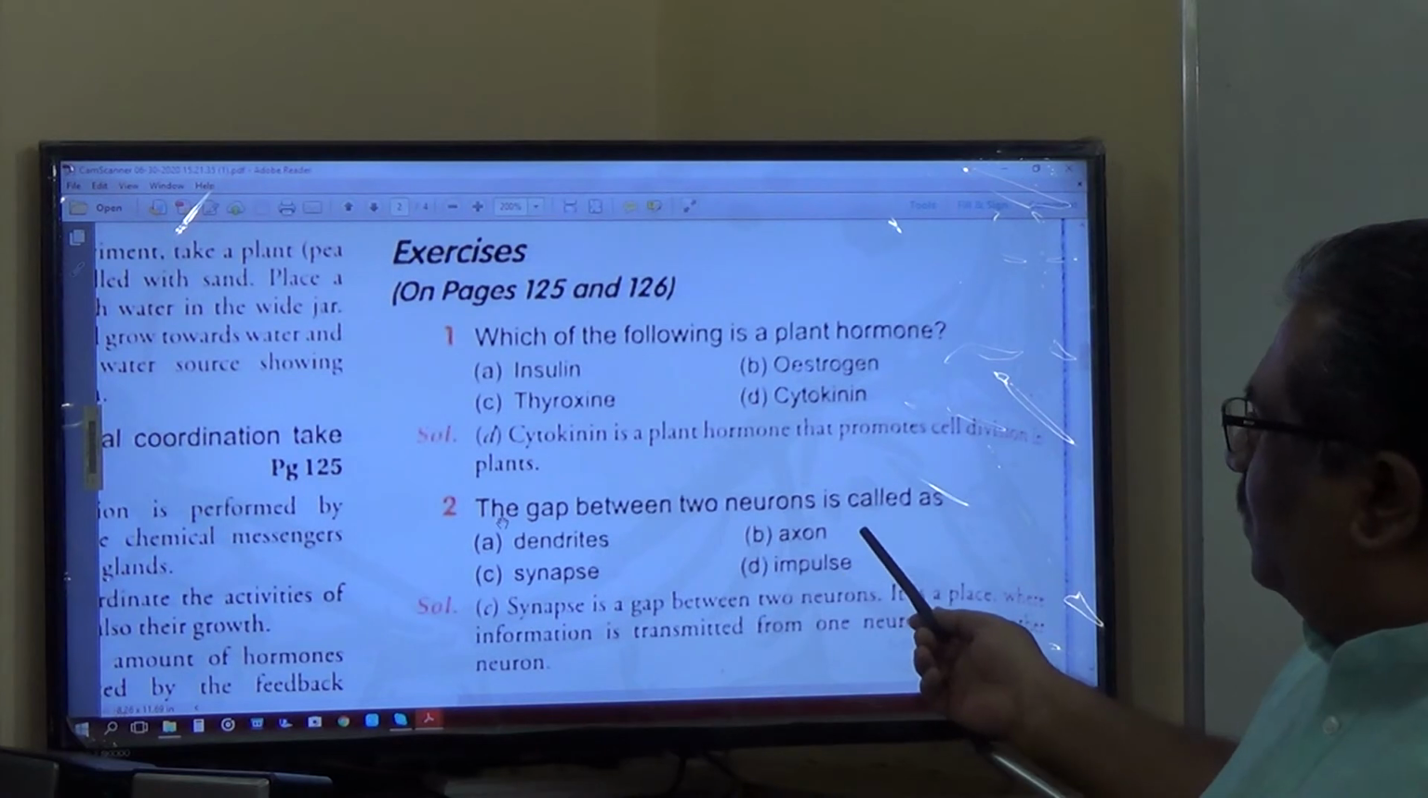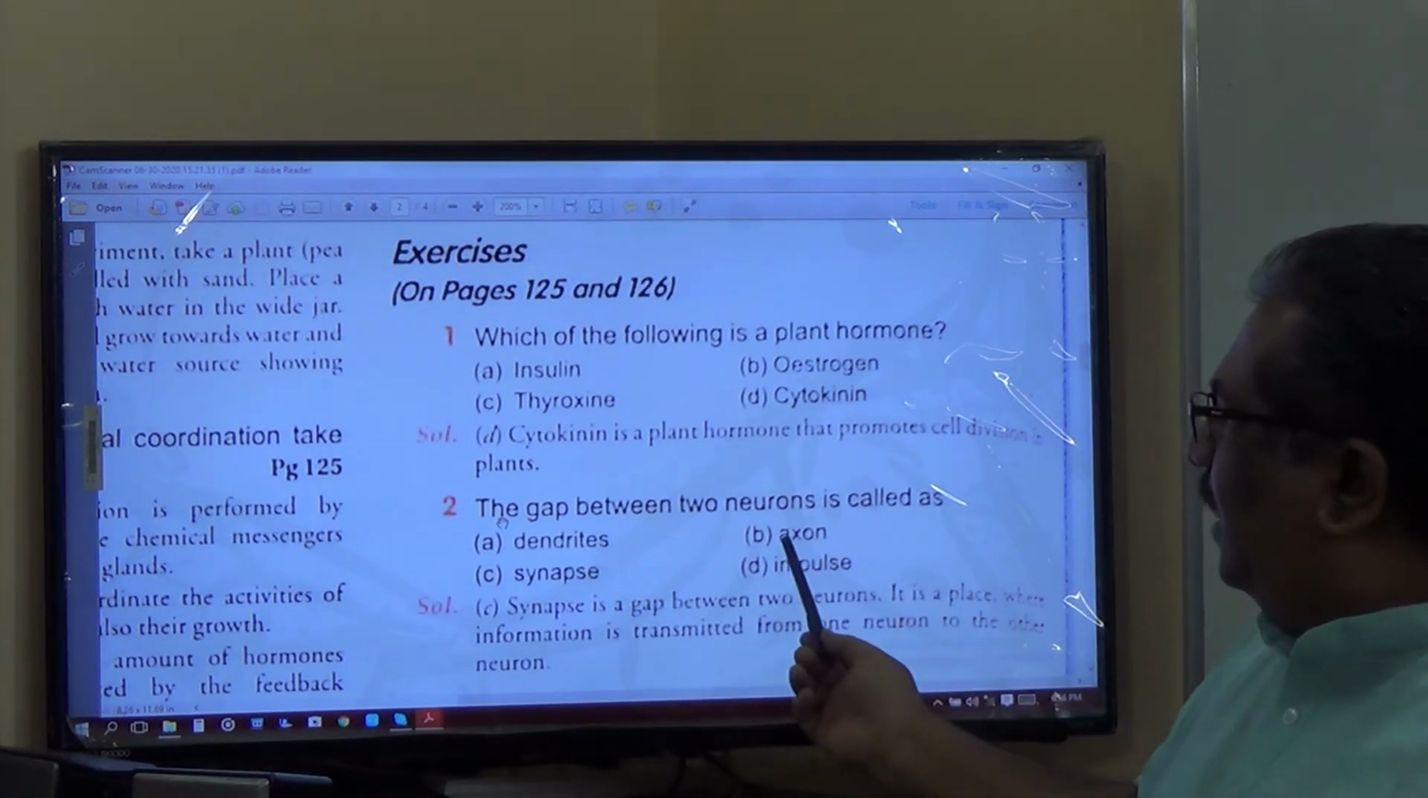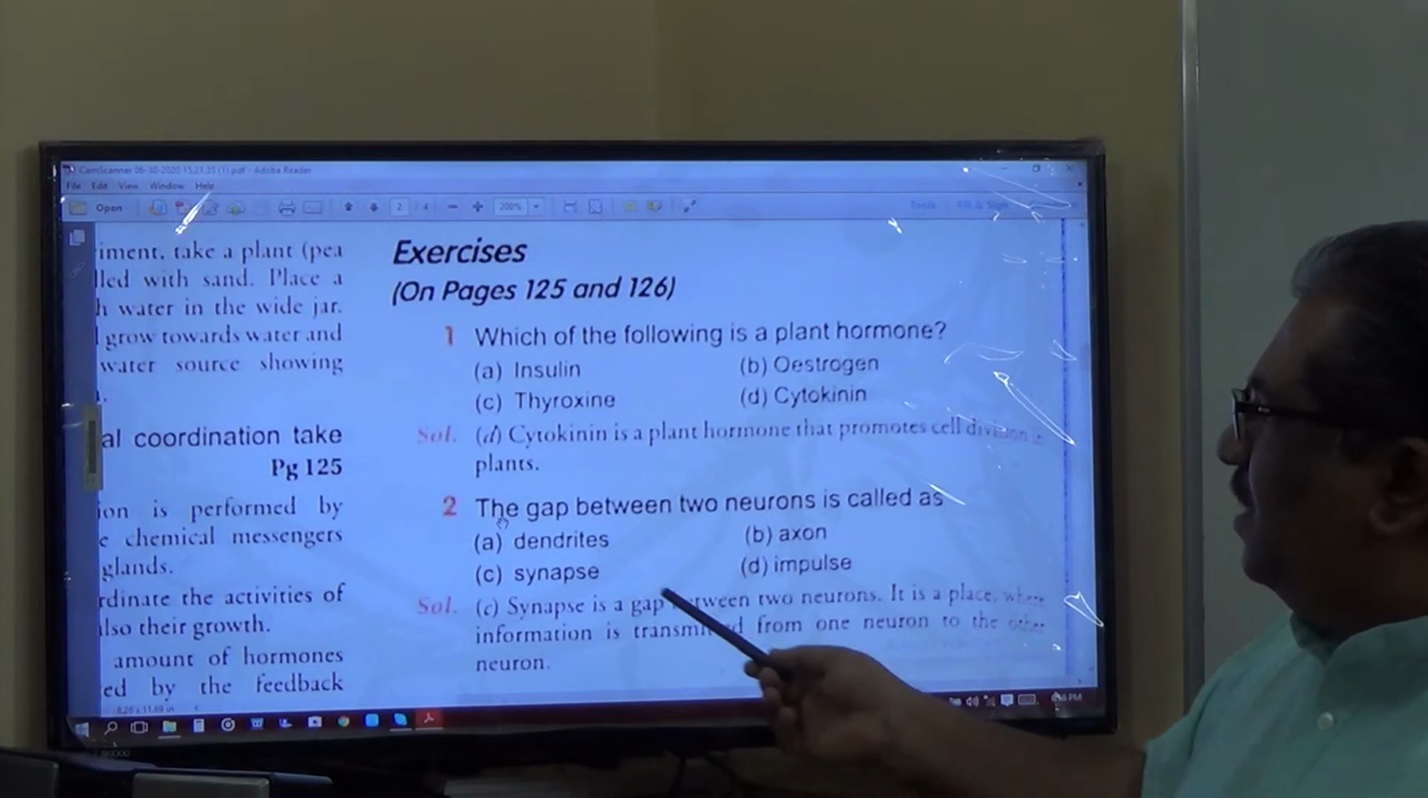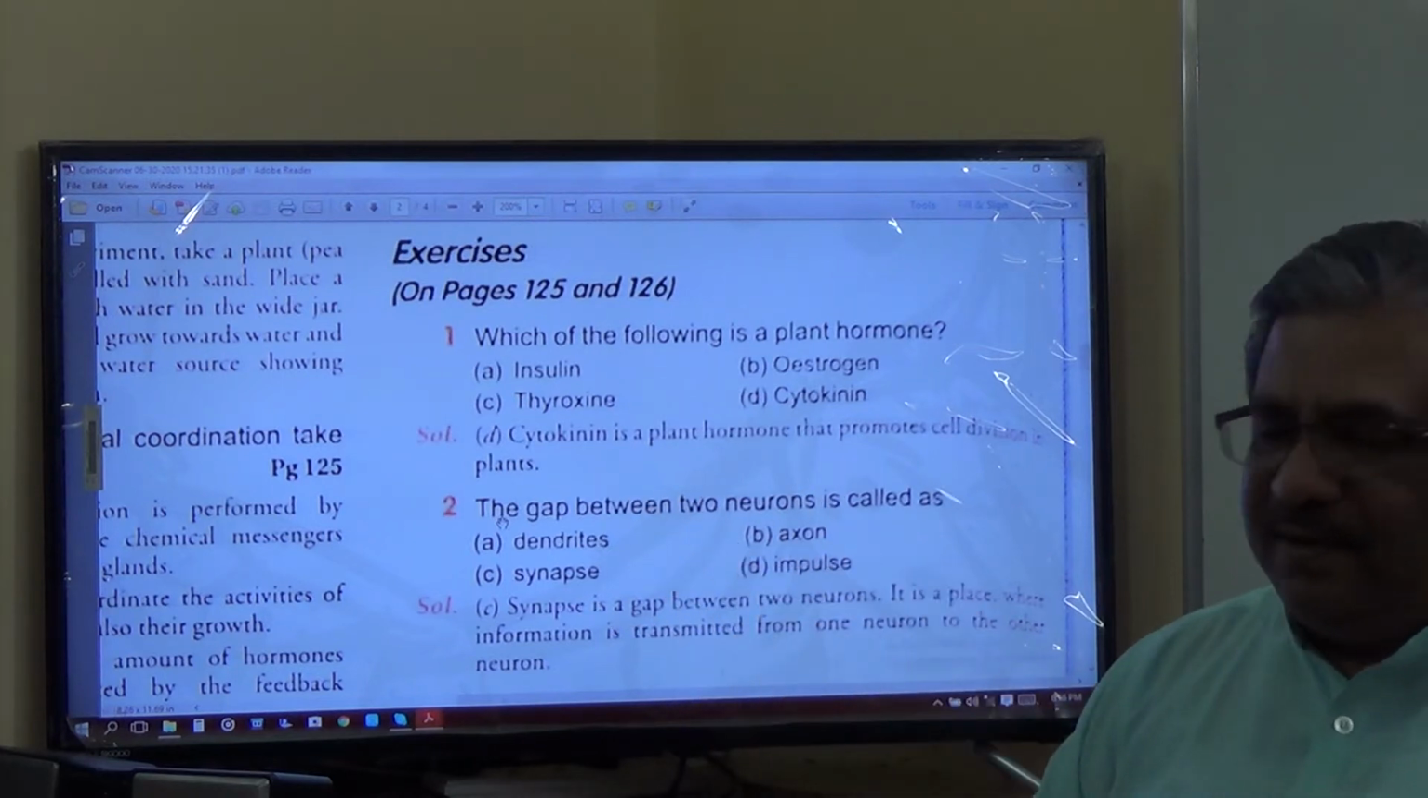The gap between the two neurons is called dendrites, axon, synapse, impulse. Synapse is the gap between the two neurons. That is the answer for this.